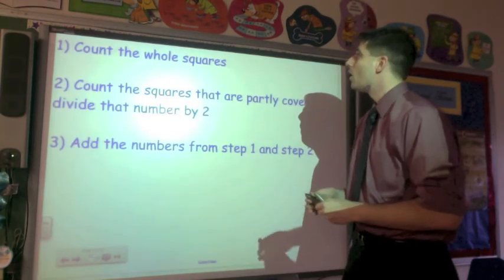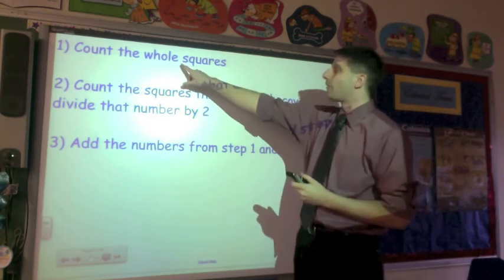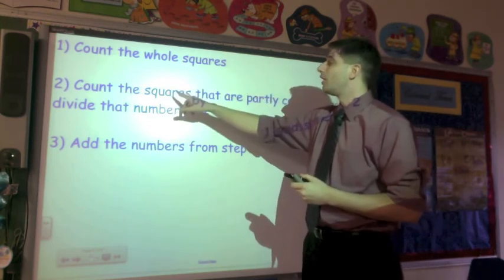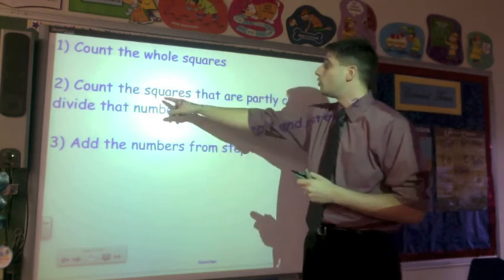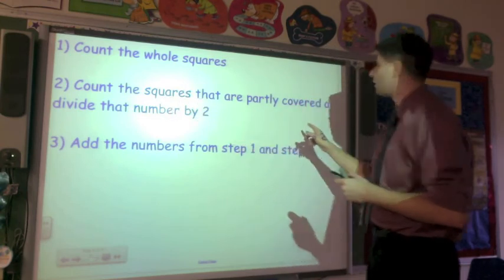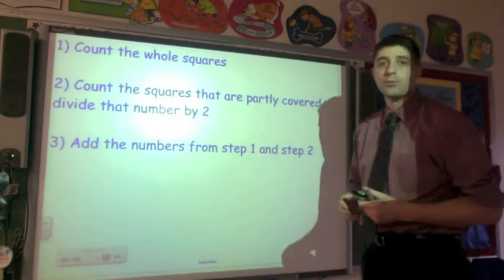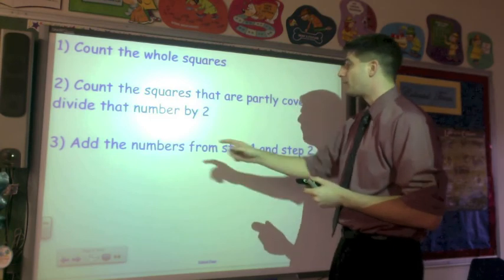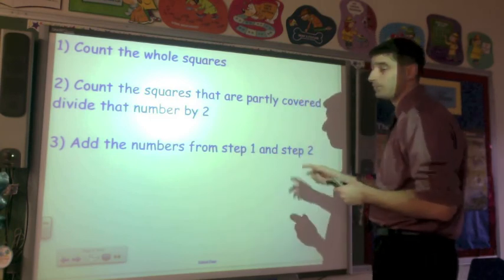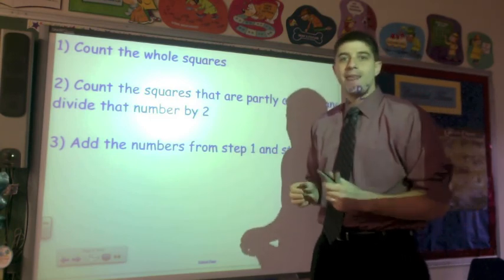Now, to help you remember, there are 3 easy steps that I'm going to portray on the next slide for you. 1, you always want to count the whole squares. After you count the whole squares, you want to count the squares that are partly covered and divide that number by 2. And then finally, you want to add the numbers from step 1 and step 2. And that's going to give you your answer.